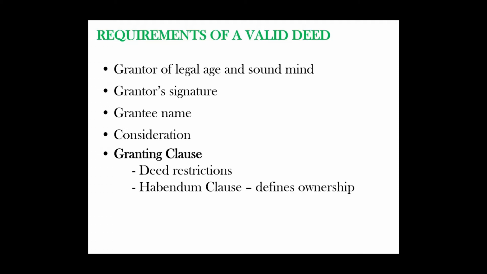And then the granting clause, what are you getting with the property? Does the property come with restrictions? Does the property come with a homeowners association with rules? What are you getting with the property? That's a granting clause. And then the habendum clause just says to have and to hold. What do you actually get? So granting clause is what are you getting? Habendum clause is what did you get?